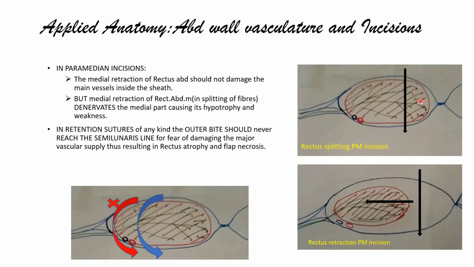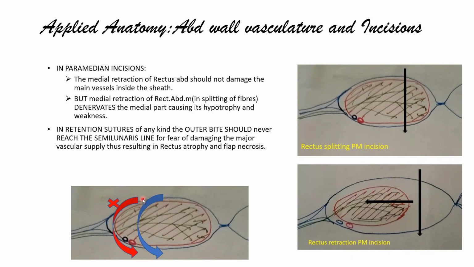While if I just retract this rectus abdominis and then make an incision and just cut the anterior sheath and the posterior sheath, that would be a better method. That is why a rectus retraction paramedian incision is a better method than a muscle splitting incision. What does this figure show? I give a two lateral.